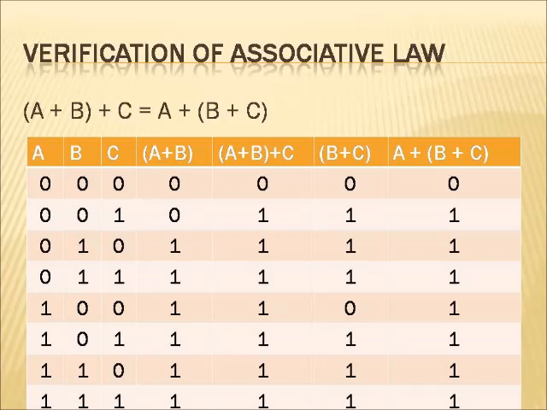When we analyze this truth table, we can verify this associative law. I have verified only the one part of the associative law. The other part is (A · B) · C is equal to A · (B · C). That you have to do as homework. You can use the truth table method to prove that.